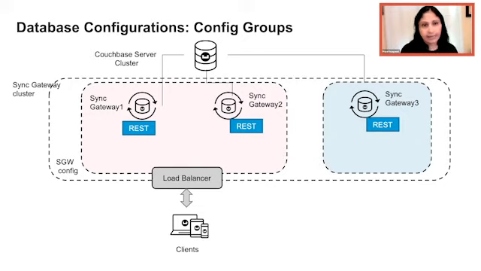So consider this example. You've got 3 Sync Gateway nodes. 2 of those, Sync Gateway 1 and Sync Gateway 2, are fronted by a load balancer and they participate in client replication. And then you've got Sync Gateway 3. This node doesn't participate in client-side replication, and it's exclusively reserved for handling import processing.